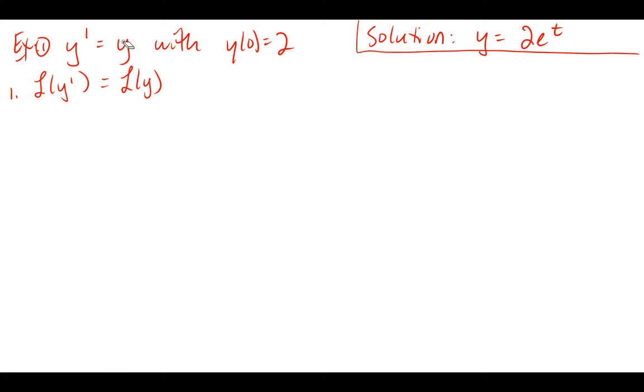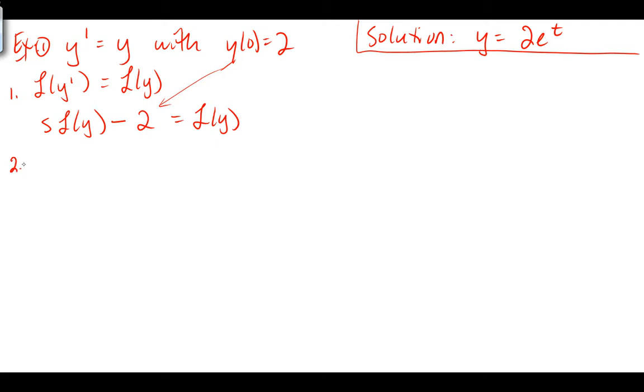Now, of course, the Laplace of y is just Laplace of y, so there's nothing more to say about that. But the Laplace of y prime is the one we did in the last video, and you could look that up in the chart in case you forget. That turns into s times Laplace of y minus y of 0, which is 2. So Laplace of y prime turns into that. Yay, we've successfully done step 1 in our very first example.